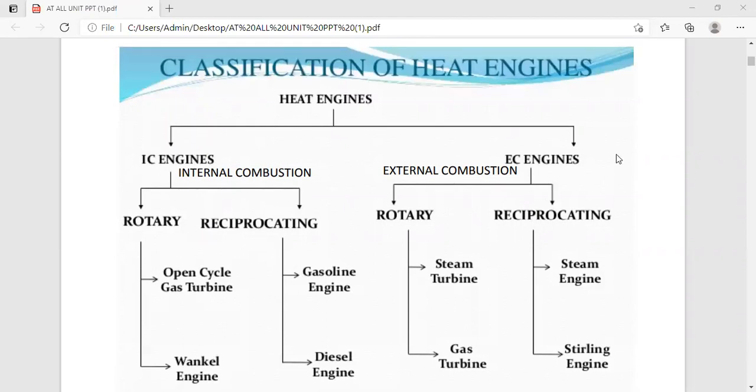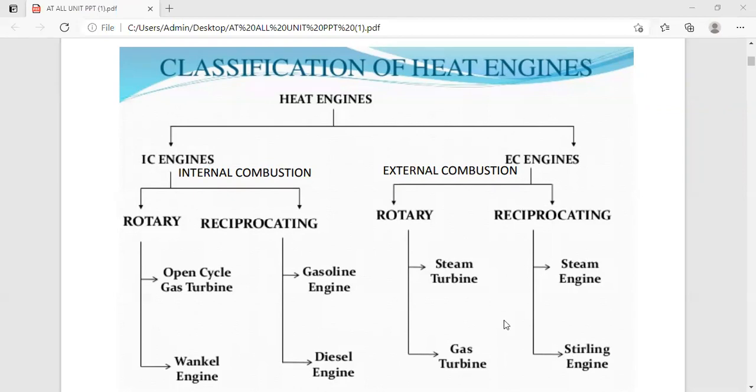So this is the classification of the internal combustion engine, and we have seen that a heat engine is basically classified into internal combustion engine and external combustion engine. In the internal combustion engine there are rotary and reciprocating types. In rotary there is the open cycle gas turbine and the Wankel engine. In reciprocating there are the gasoline and diesel engines. Next, in the external combustion engine, there are rotary and reciprocating types. In rotary there are the steam turbine and gas turbine, while in reciprocating there are the steam engine and the Stirling engine.